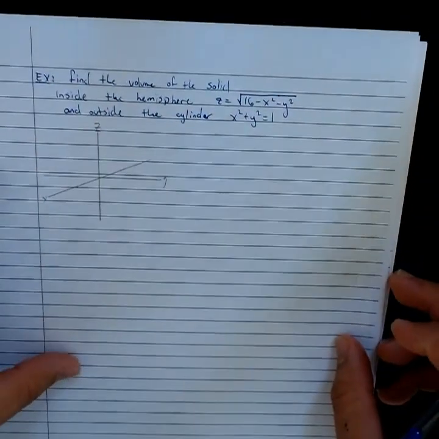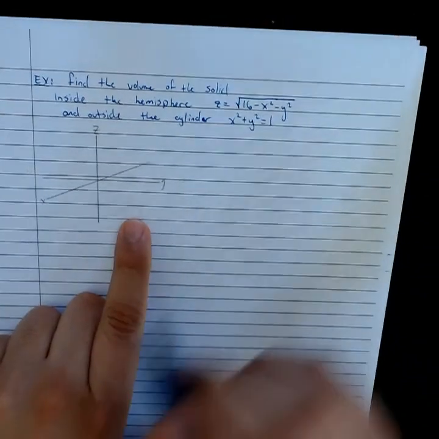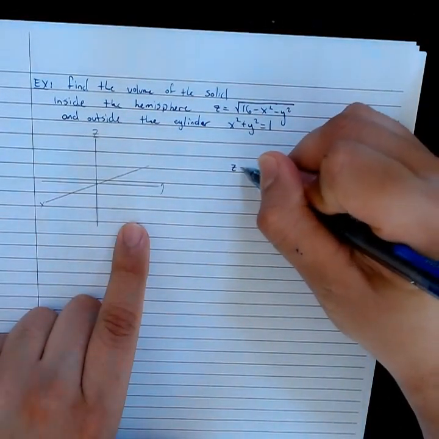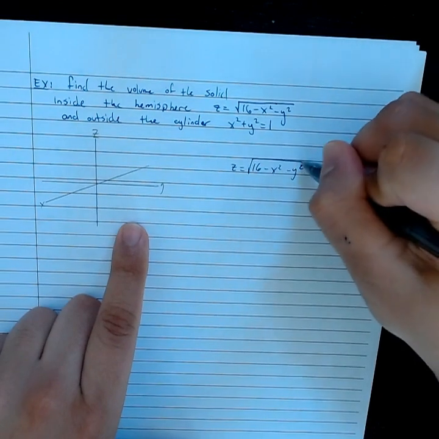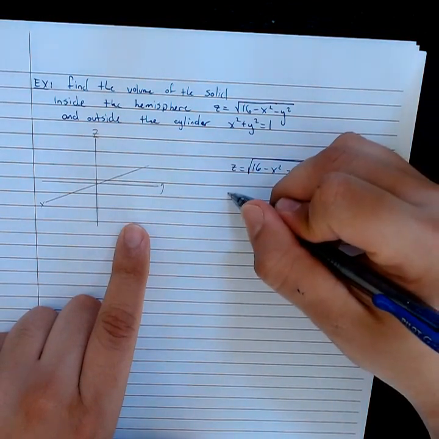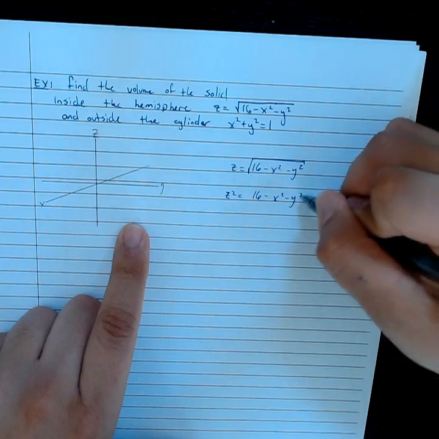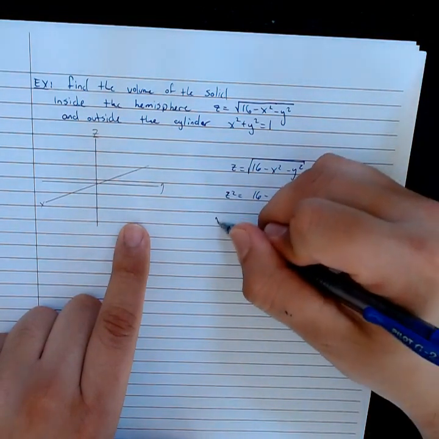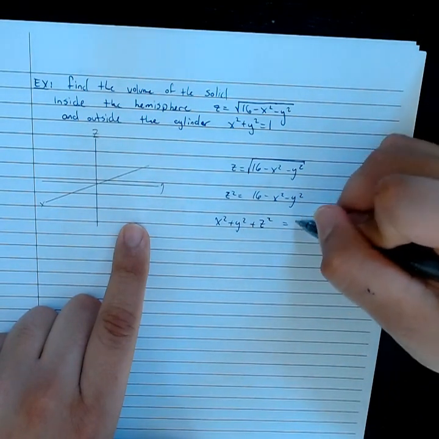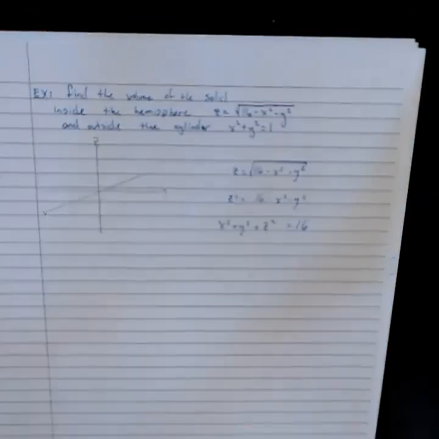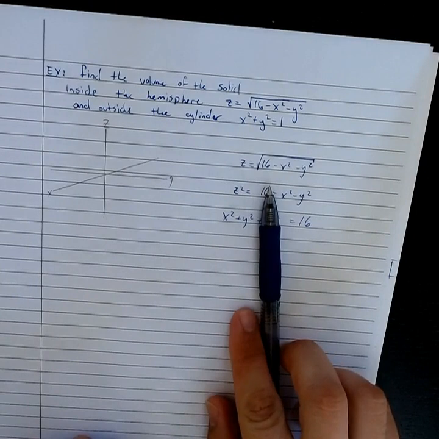So this is a hemisphere. z equals the square root of 16 minus x squared minus y squared. If I square both sides, that's going to be z squared equals 16 minus x squared minus y squared. And if I move these all over here, that'll give me x squared plus y squared plus z squared equals 16. Notice that if I take the different traces, that's a circle of radius 4.